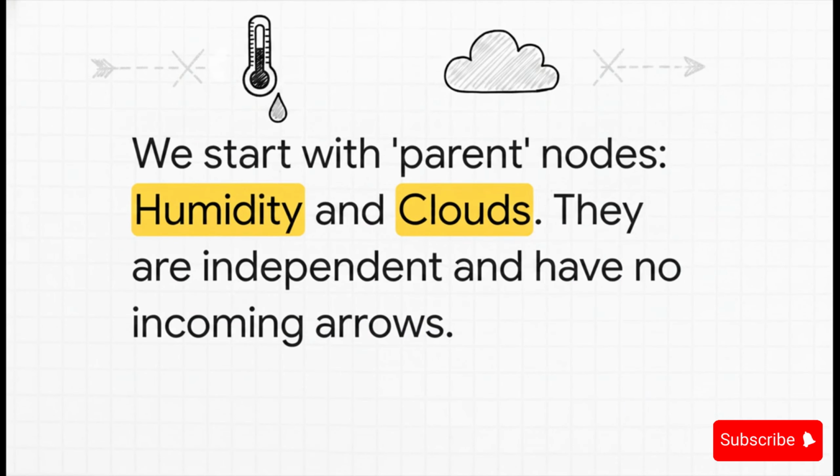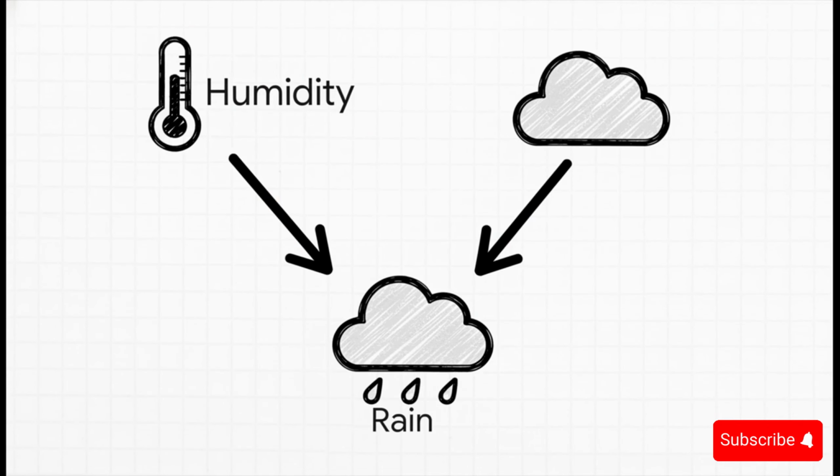Okay, so for our little weather mystery, we're going to start with humidity and clouds. Now, in the language of these networks, we call these parent nodes. Why? Because in our little scenario here, nothing causes them. They're just the independent starting points. Next up, we add rain. Now, rain is obviously affected by both humidity and clouds, right? So we draw arrows pointing from humidity and clouds to rain. This shows us visually that rain depends on them. Its chances are conditional on what those other two things are doing.